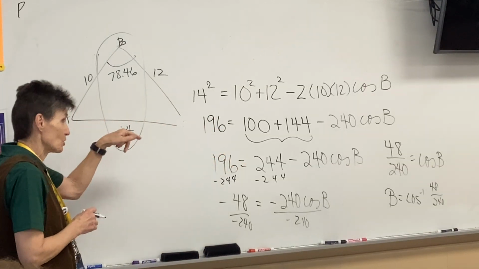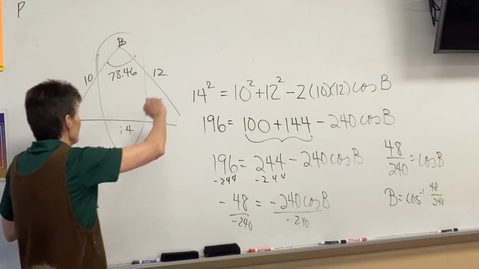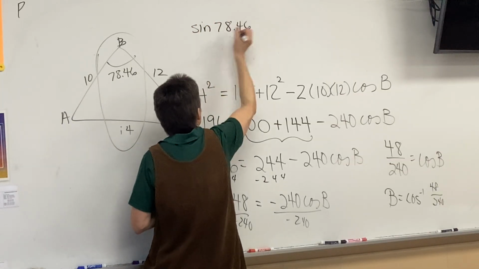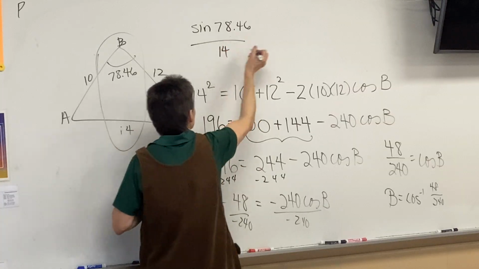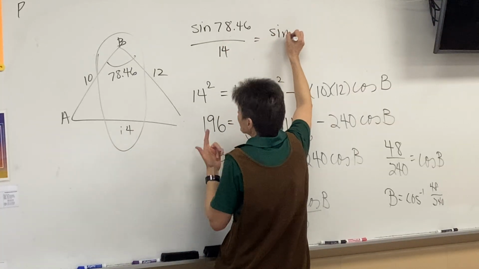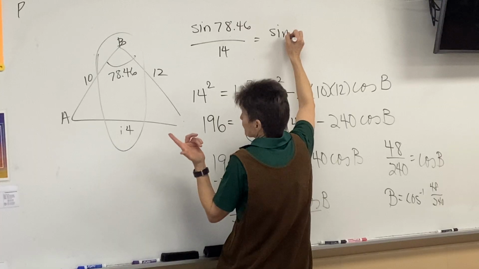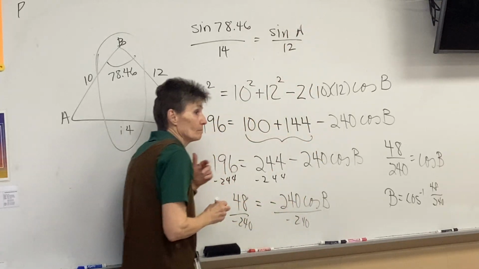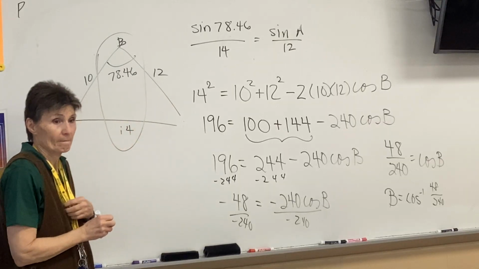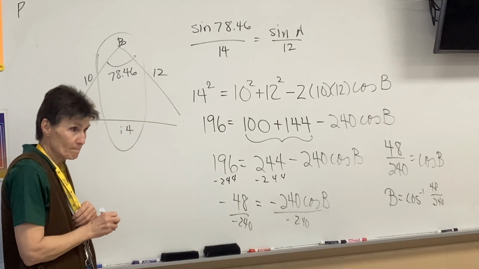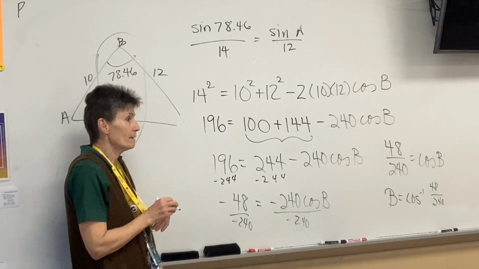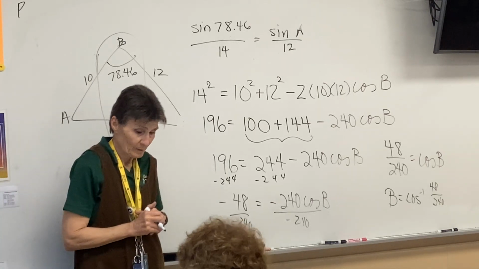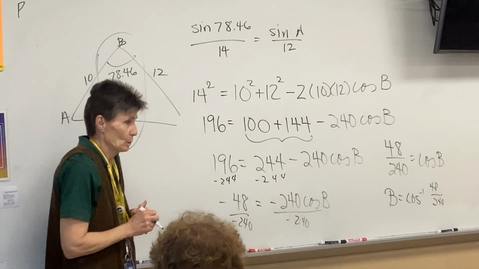If you are not so enamored with that, you will set up your law of sines and say sine 78.46 over 14 equals sine A over 12. Is that all right? Okay, go ahead. Cross multiply, divide, inverse sine, and tell me what you get.